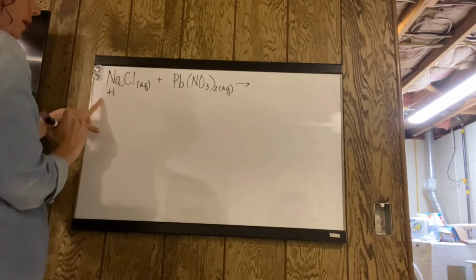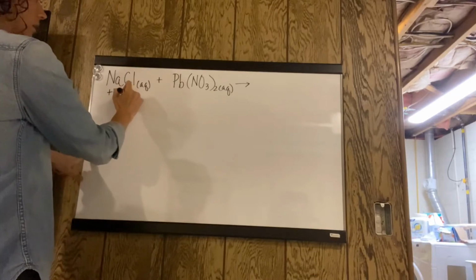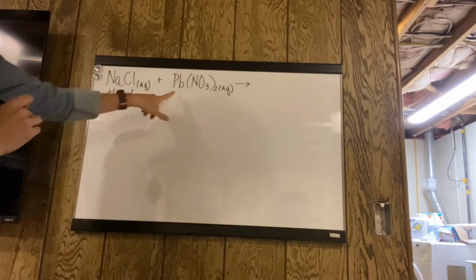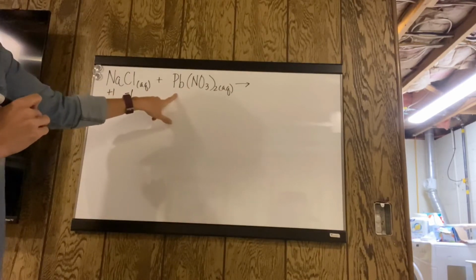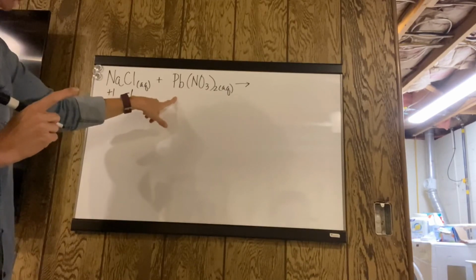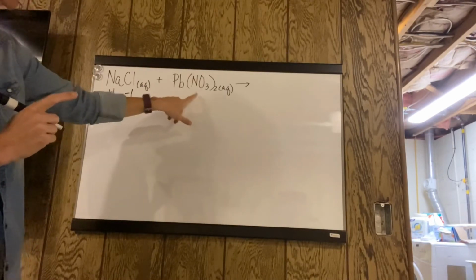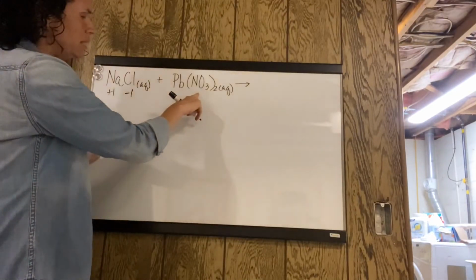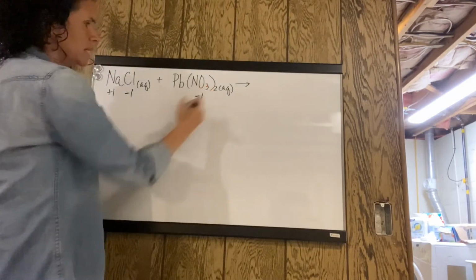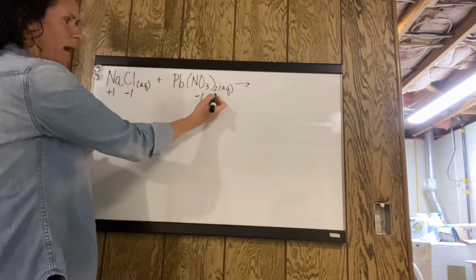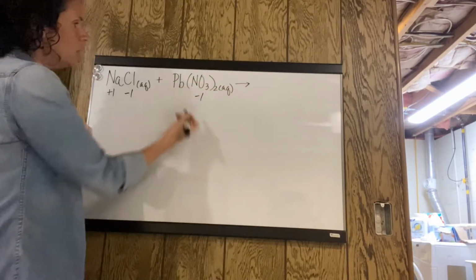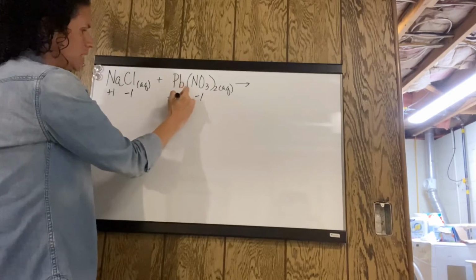We can get that on the periodic table. Cl is a -1. We can also get that from the periodic table. Over here, lead is one of the ions that can have more than one charge, but you can determine its charge based on what it's bonded to. In this case, it's bonded to nitrate. Specifically, it's bonded to 2 of them. So nitrate is a -1, but because we have 2 of them, that means the total negative charge is -2. So that means that my lead is going to be +2.